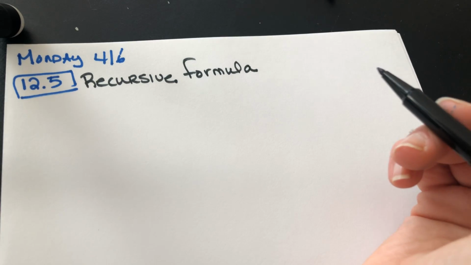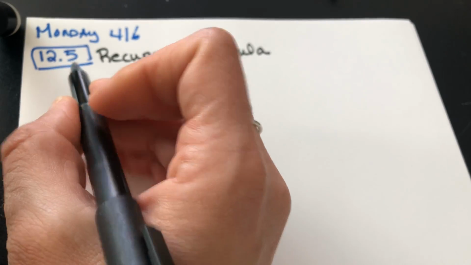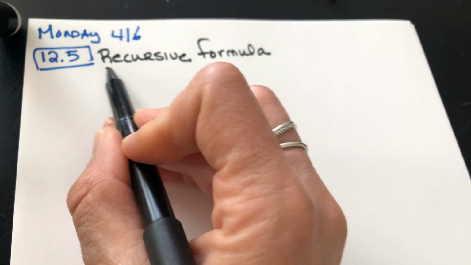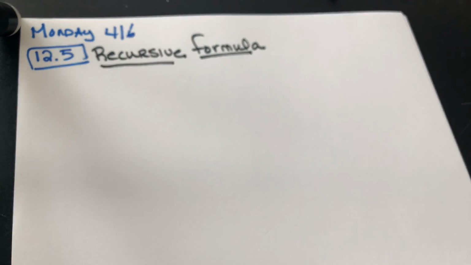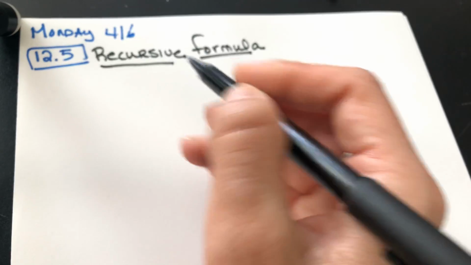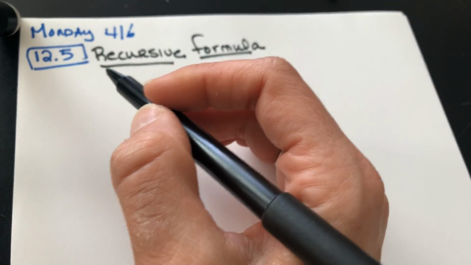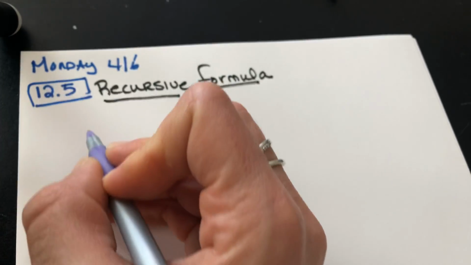Okay, you guys, here's your lesson for Monday. Today we are doing 12.5, and it's going to be called the recursive formula. As I kept mentioning to you guys last week, there's something called an explicit formula, and there's a recursive. So now hopefully they will make sense since you have already learned what explicit means. I will go through it once more, just a quick review.